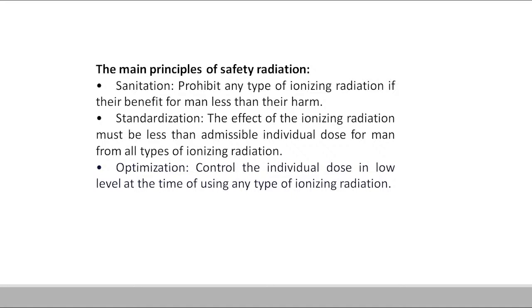The main principles of radiation safety: sanitation, standardization and optimization. Sanitation prohibits any type of ionizing radiation if its benefit for man is less than its harm. Standardization: the effect of the ionizing radiation must be less than the admissible individual dose for man from all types of ionizing radiation. Optimization: control the individual dose at a low level at the time of using any type of ionizing radiation.